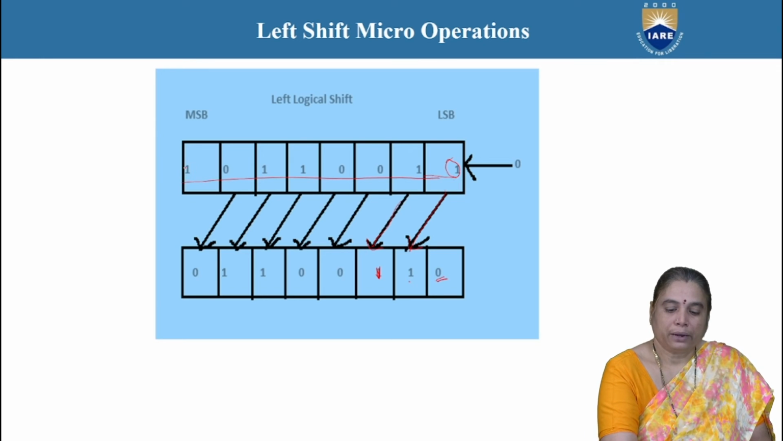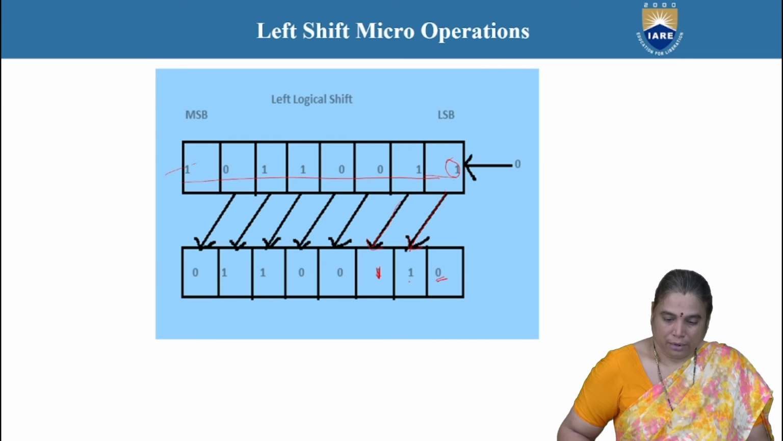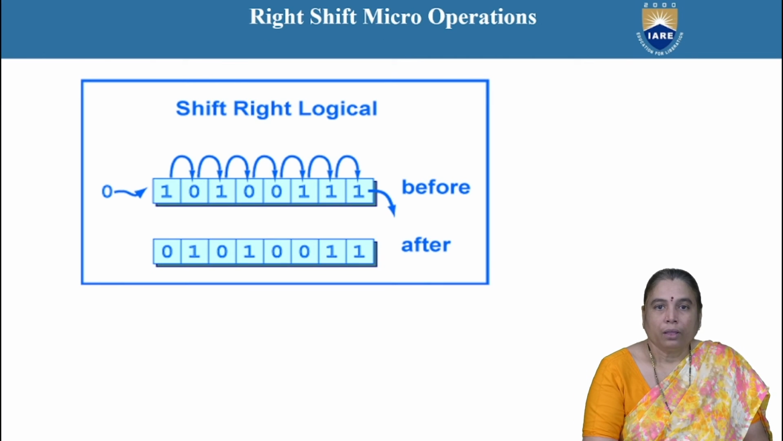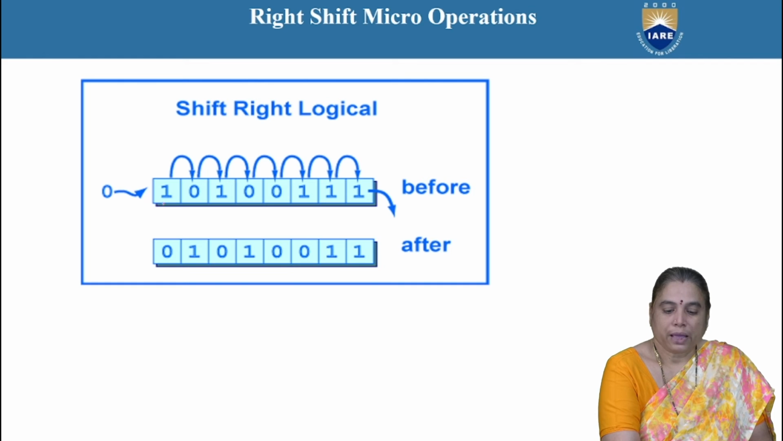And the last bit can be discarded. So this is called the left shift micro operation. Next is the right shift micro operation. So here the bits have to be traversed. This is the example we have to consider.